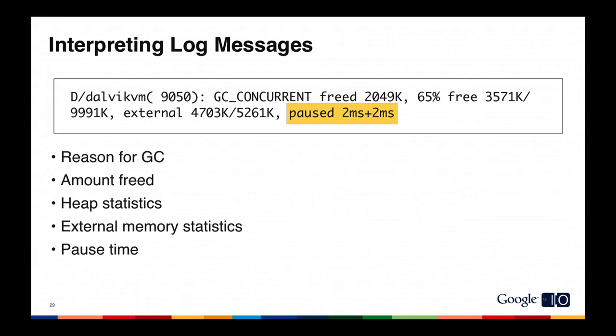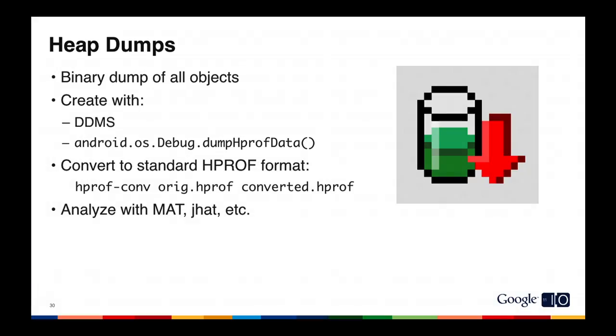So looking at your log messages is a really basic way to understand how much memory your app is using. But it doesn't really tell you, where am I using that memory? What objects are using this memory? And the best way to do that is using heap dumps. A heap dump is basically a binary file that contains information about all of the objects in your heap.